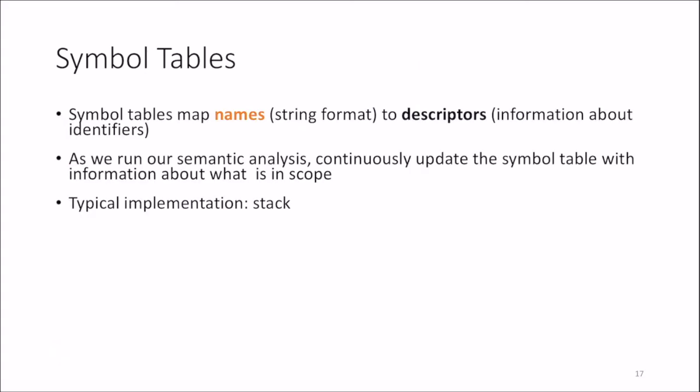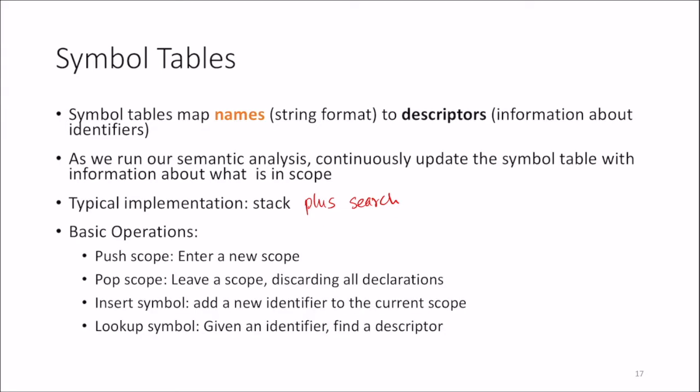definition you use. So symbol tables, as we saw, map names to descriptors. And as we run our semantic analysis, we continuously update the symbol table with information about what is in scope and what isn't. And you can see that the implementation is a stack. It's a stack plus search. So you should be able to search through it. You can't only look at the top of the stack. You need to search through the stack.